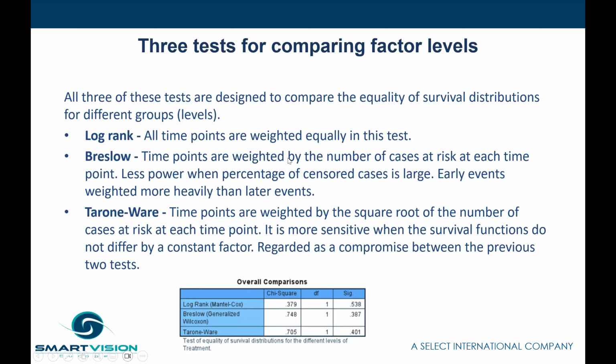And Breslow time points are weighted by the number of cases at risk each time. Less power when percentage of cases is large. Early events are weighted more heavily than later events. And Tarone-Ware is basically a compromise between the two. Now, in this case, it makes no difference which method you're using, because in either case, it's saying that there isn't really a difference in the efficacy of the two drugs.